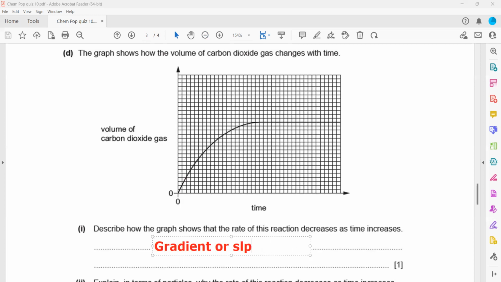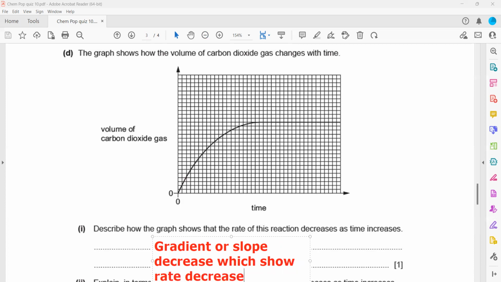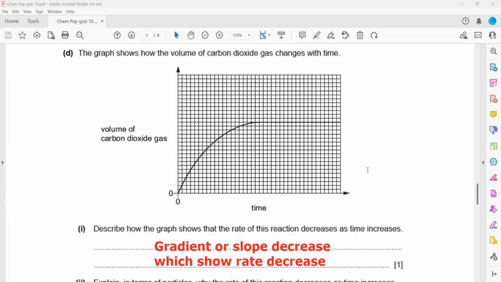gradient or the slope decreases, which shows the rate decreases, because the rate of a chemical reaction equals the slope of a volume-time graph or a mass-time graph, like volume of a product against time or mass of a product against time.